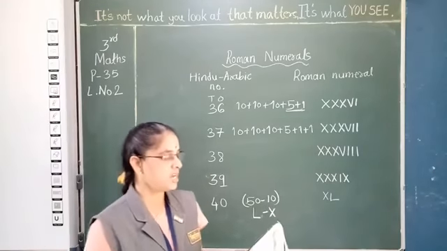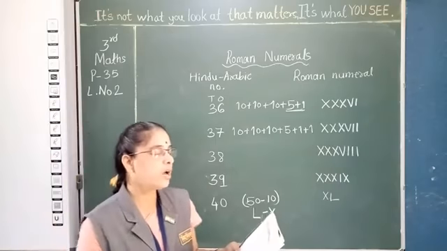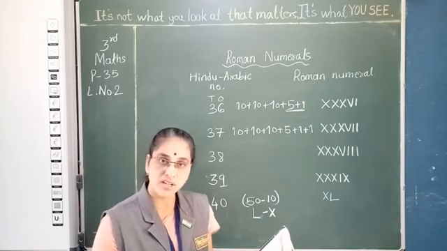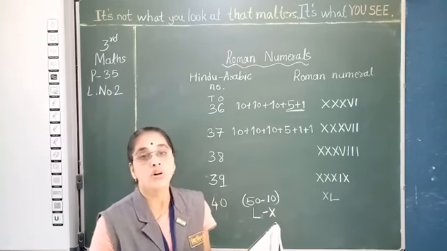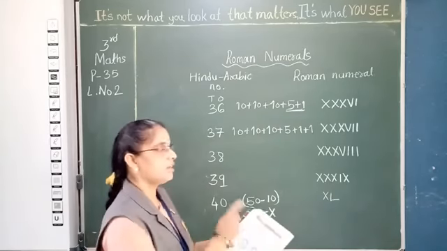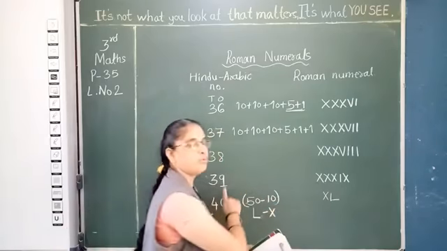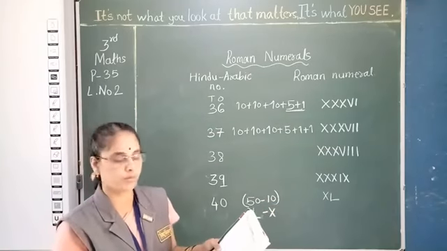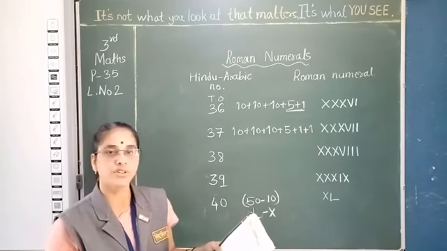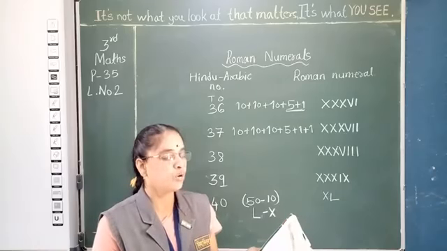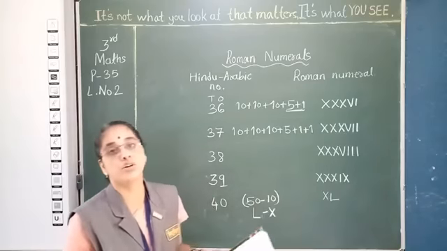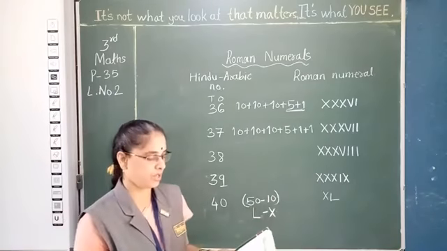Now the second question is, write the following in the Hindu Arabic numeral system. See, the Roman numeral is given, and you have to write the Roman numerals in Hindu Arabic numerals. Like see, this number is given, we have to convert that number into Hindu Arabic numeral. So all that you are going to write in the notebook. Now question number 3, write the following in the Roman numeral system. A Hindu Arabic number is given, and you are going to write it in the Roman numeral system.